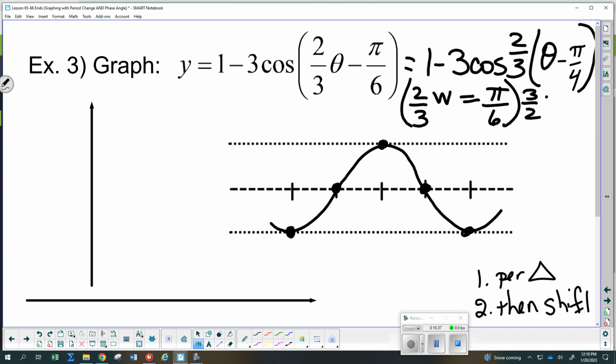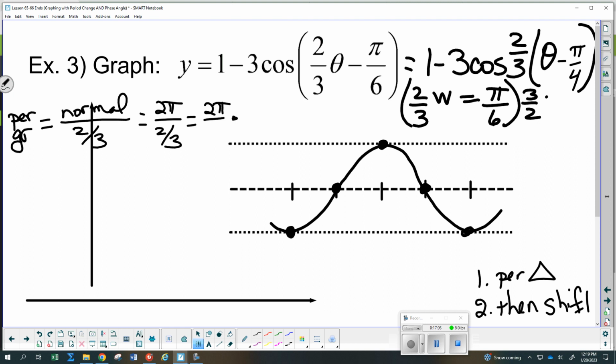So that 2/3, and this one has to be radians because we had the pi over 6 with no degree sign. So we know that the period on this graph needs to be normal over that 2/3, right? What's normal for radians, everybody? So this needs to be 2 pi divided by the fraction 2/3. And if you divide by a fraction, you flip it and multiply. So dividing by 2/3 is the same as multiplying by 3/2. So that means my period on the graph needs to be 3 pi.